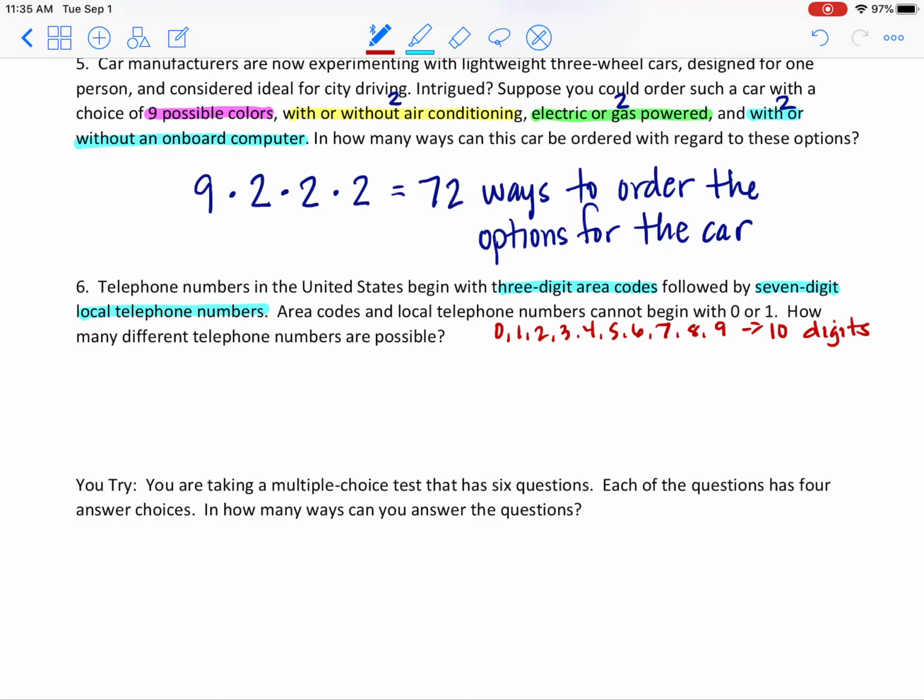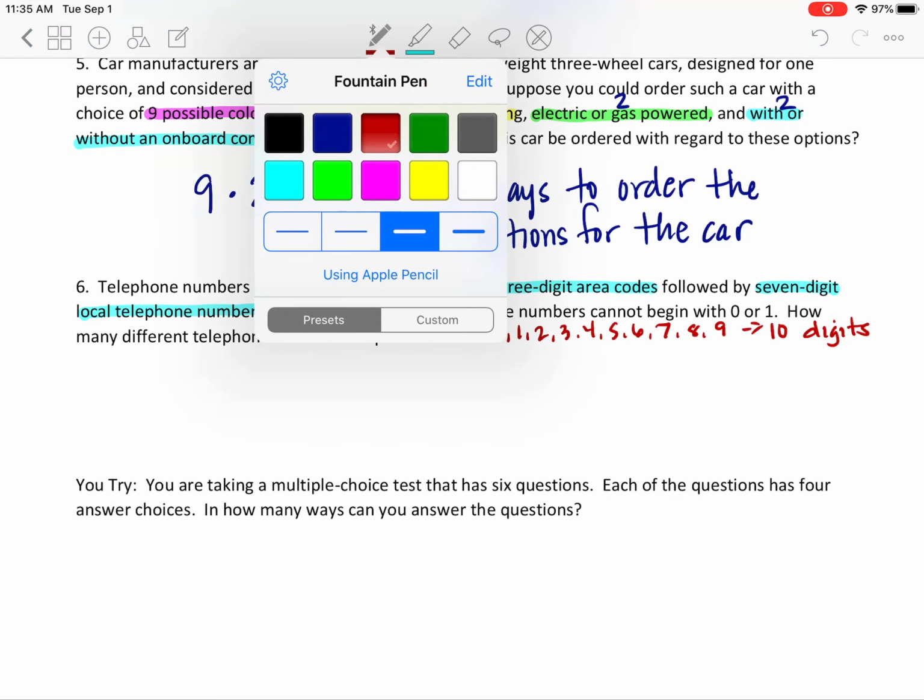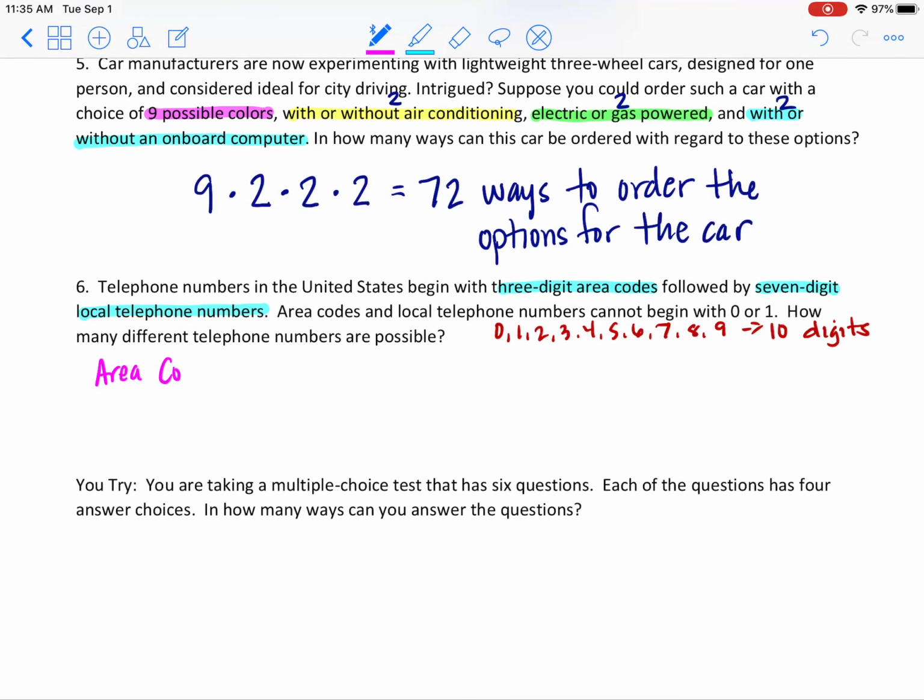So we have an area code that has 1, 2, 3 digits, and then we have a phone number that has 1, 2, 3, 4, 5, 6, 7 digits. So we have 10 total digits in our United States phone number. Now it says that area codes and local phone numbers can't begin with a 0 or a 1. So in this first spot here in the area code, and this first spot here in the telephone number, we can't put a 0 or a 1.